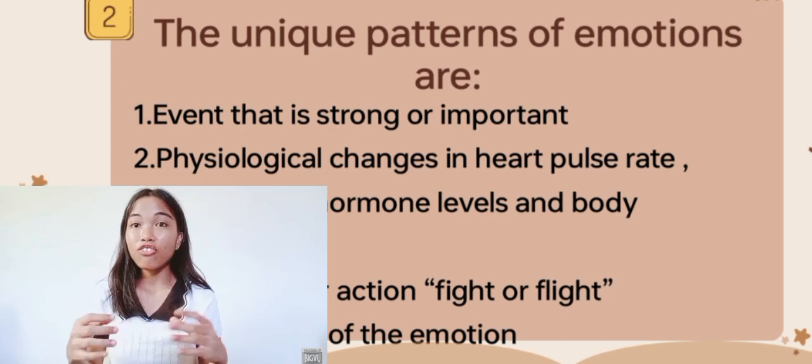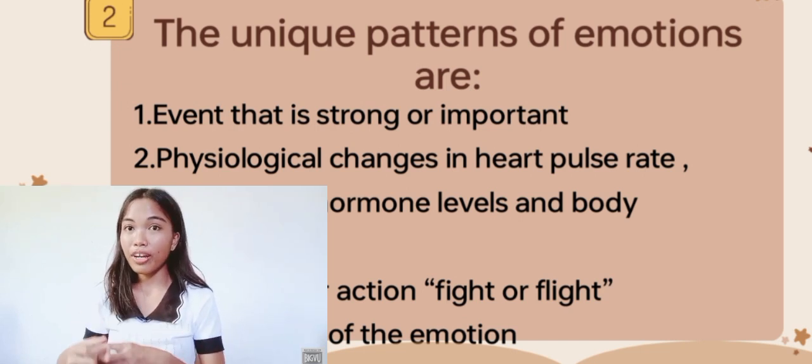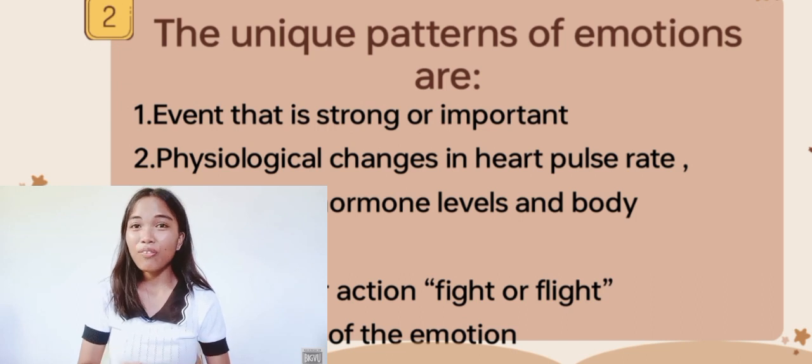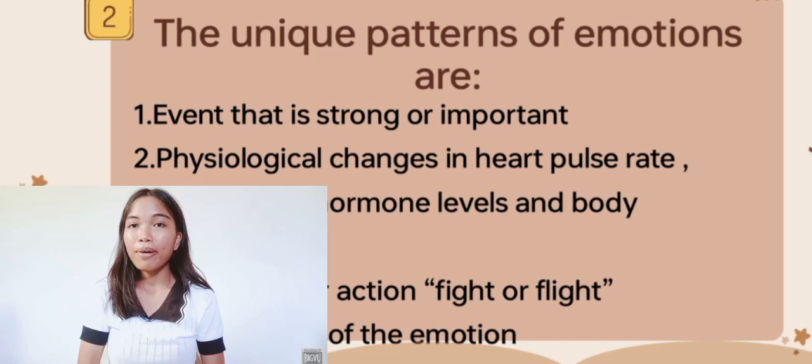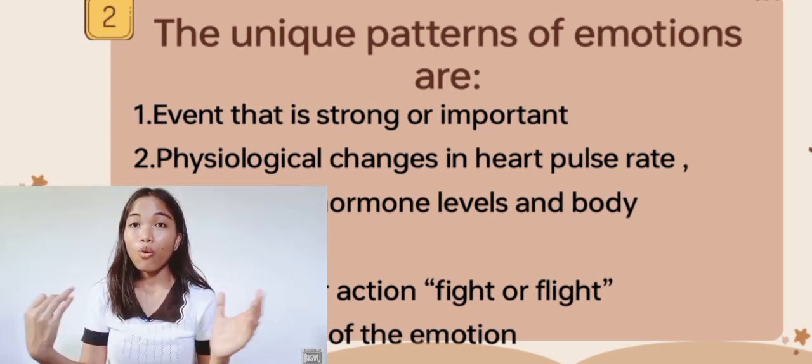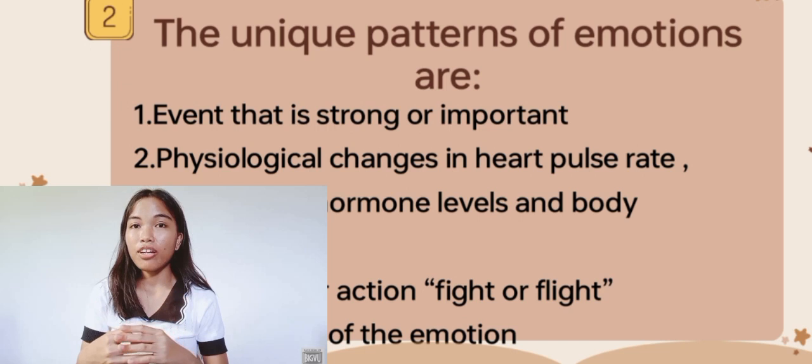Second is physiological changes in heart, pulse rate, brain activity, hormone levels, and body temperature. Emotions are accompanied by various physiological changes in the body such as increased heart rate, changes in brain activity, changes in hormone levels, and changes in body temperature.